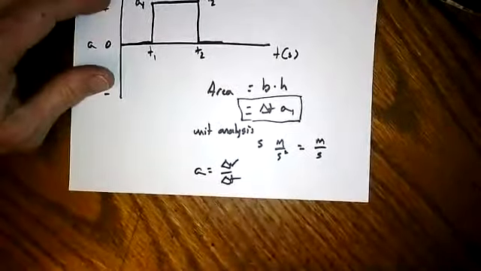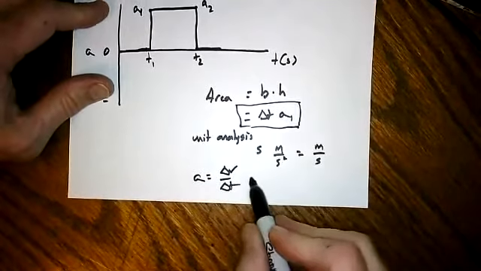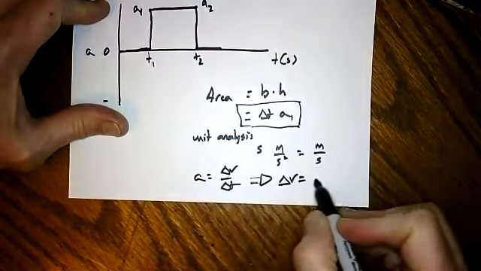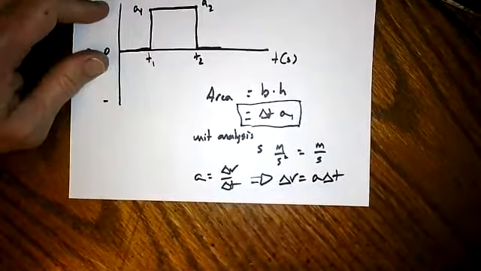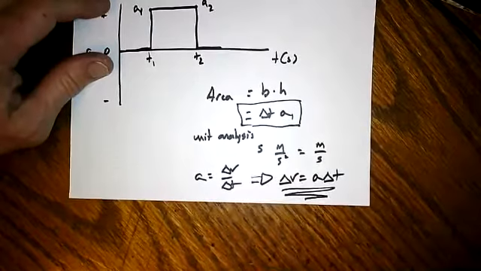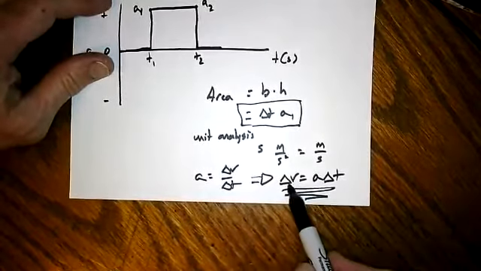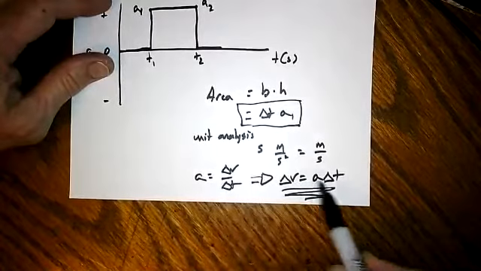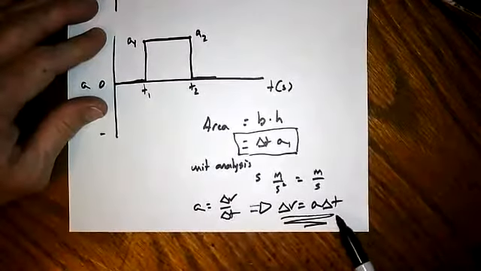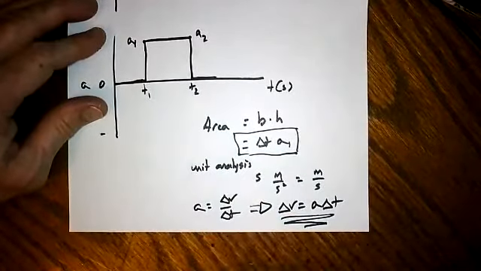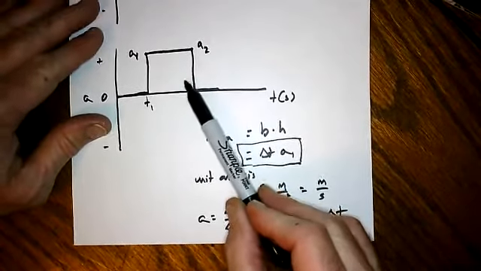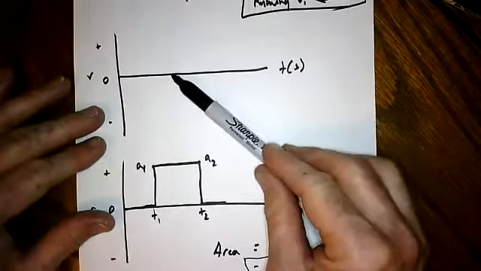Running out of room there already. Really, let's just rearrange this so it looks like that: delta V equals A delta T. All right, so here's the critical equation. What this is saying is the change in velocity is equal to the product of the height of this rectangle times the width of this rectangle. That's integrating. We're integrating this curve to get information about velocity.